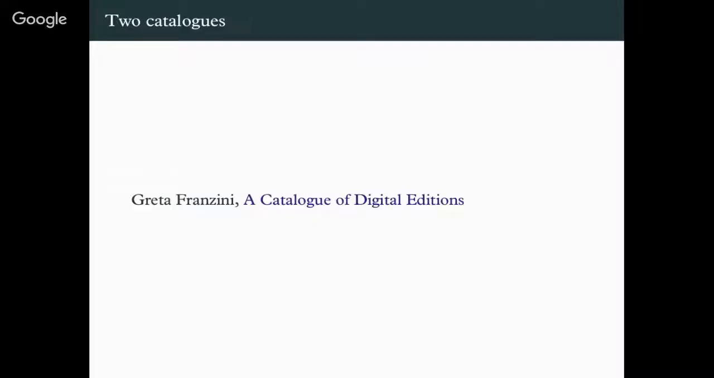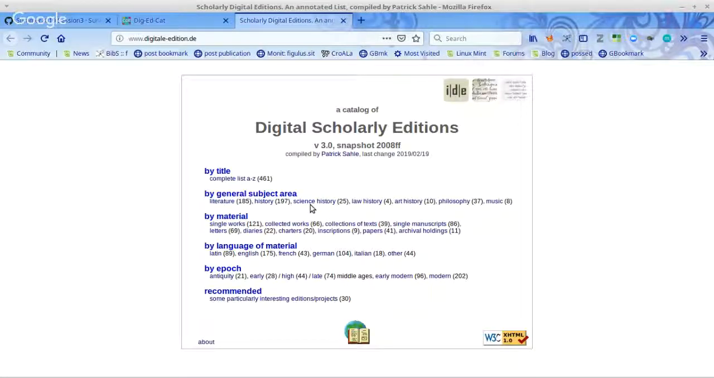Now, the other catalog that is helping us to find digital scholarly editions is prepared by Patrick Sahle, the same person who prepared the definition that we worked with. And in this catalog, the approach is different, because here more prominent are typology and categorization. So we see title, subject area, material, language, epoch, and even the best of, which are recommended by the editor. But it is easier for us to choose editions of Latin documents by language or material.